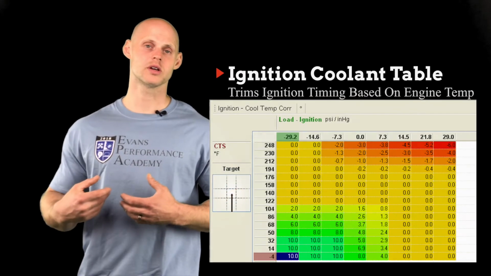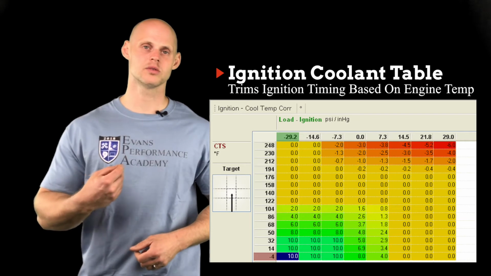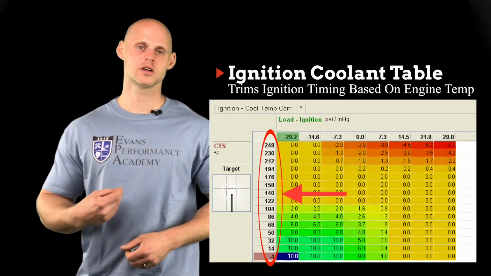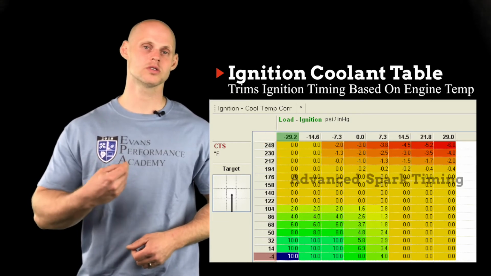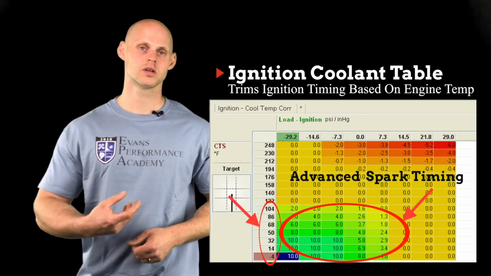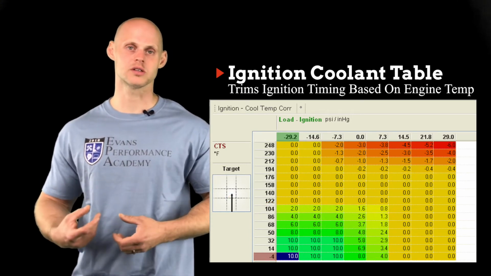So the next table I want to look at here is our ignition coolant correction table. Now, this table is going to be based on our engine coolant temperature. We're going to find that we have more spark advance that's required when the engine is cold, and that's going to allow for a faster warm-up and more stable operation.